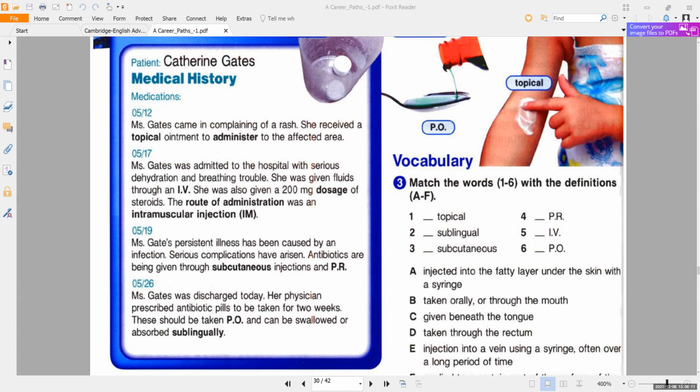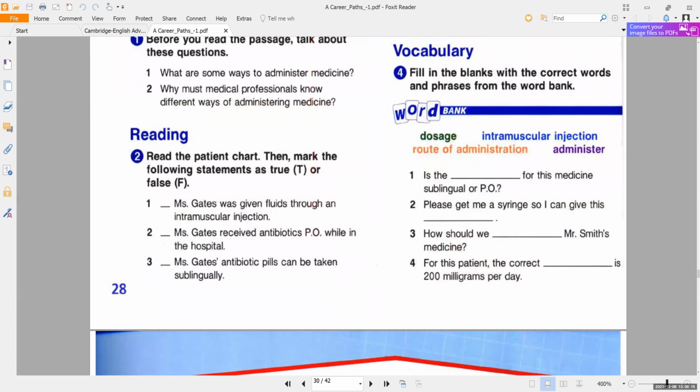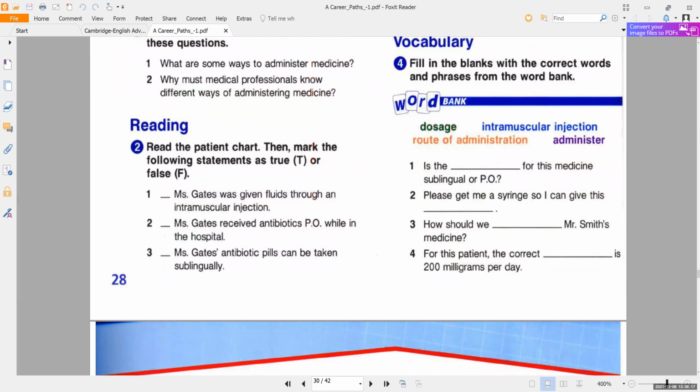Okay, so for question number one, Ms. Gates was given fluids through an intramuscular injection. Is that correct or incorrect? Is it true or false? You can write the answer if you know. So the answer is no, it is false.